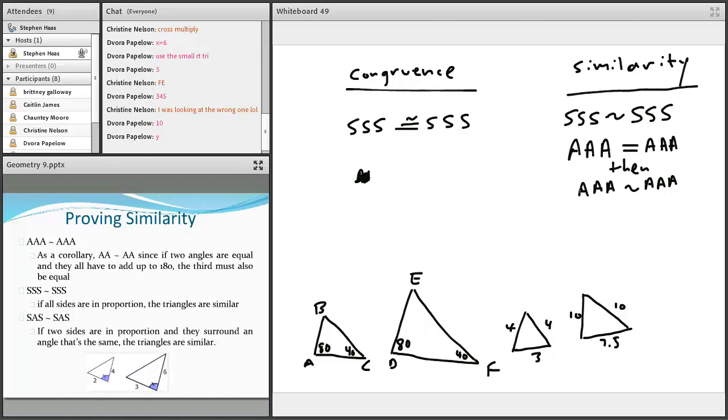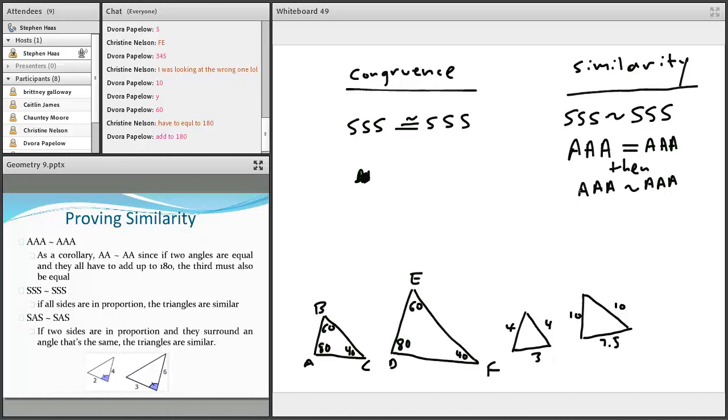What do you think? What are angles B and E? Okay, 60, that's right. Why are they 60? They have to equal 180. Very good. And the 80 and 40 are 120 altogether, so that leaves over 60 remaining.